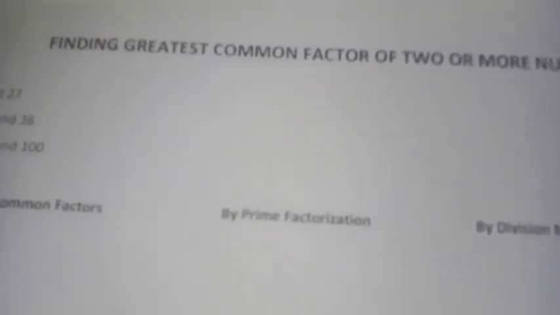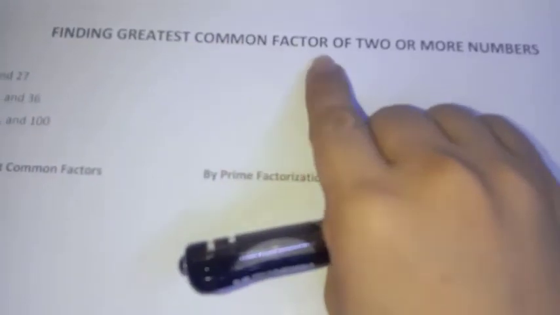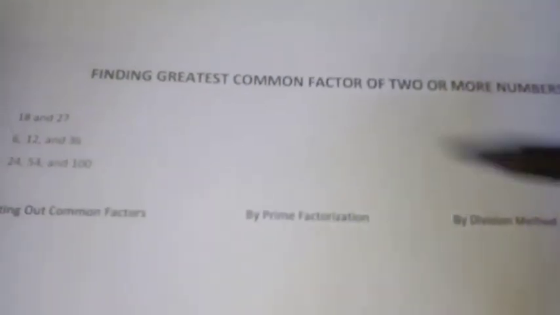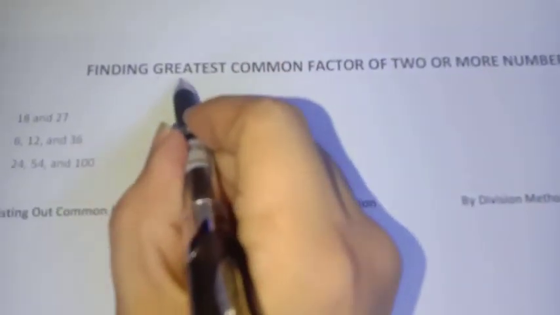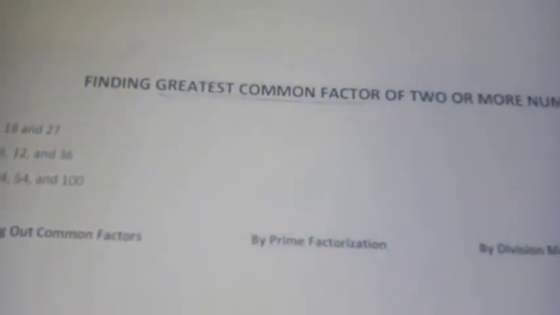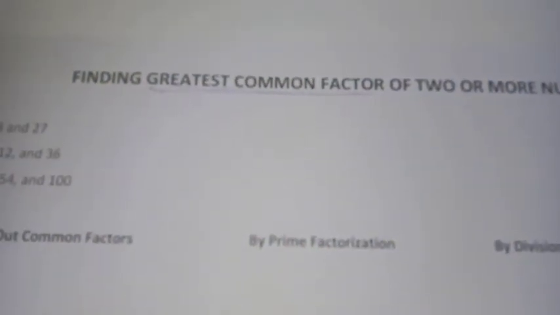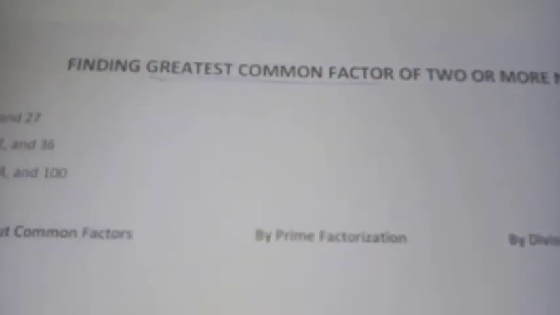Welcome to our topic number 11. The title is Finding the Greatest Common Factor of Two or More Numbers. Okay? So, maghahanap tayo ng GCF, or that is the greatest common factor, ng dalawa or higit pang given numbers. Okay? GCF, or greatest common factor.